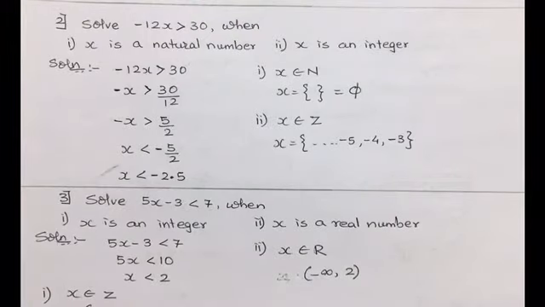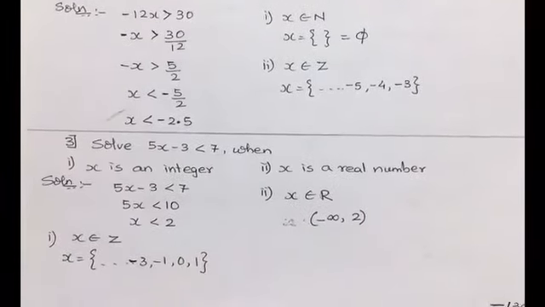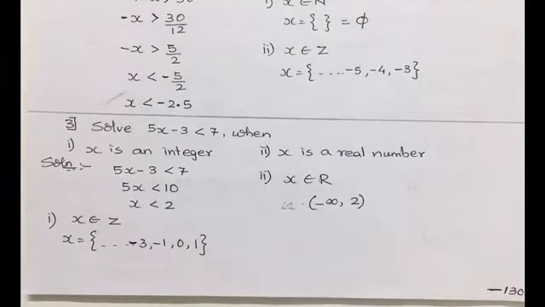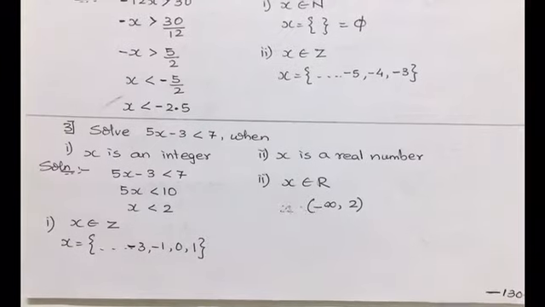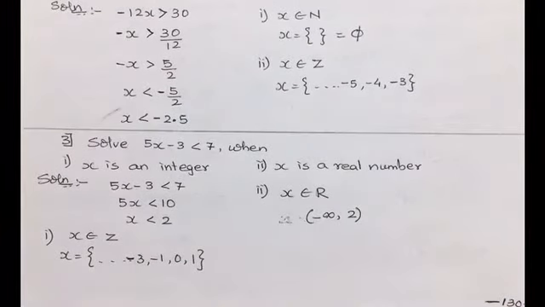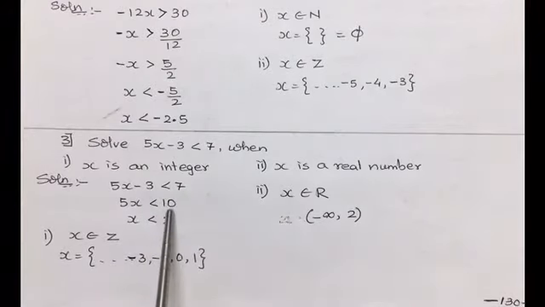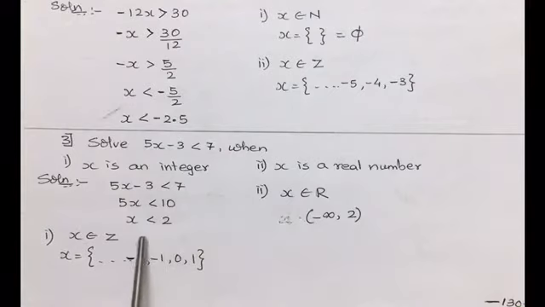Now the third one, again it is the same, we just need to calculate the values: 5x minus 3 is less than 7. If 5x minus 3 is less than 7, calculating for x, shifting minus 3 to the other side, 7 plus 3, that will make it 10. So 5x is less than 10. Shifting 5 to the other side becomes 10 divided by 5. So x is less than 2.